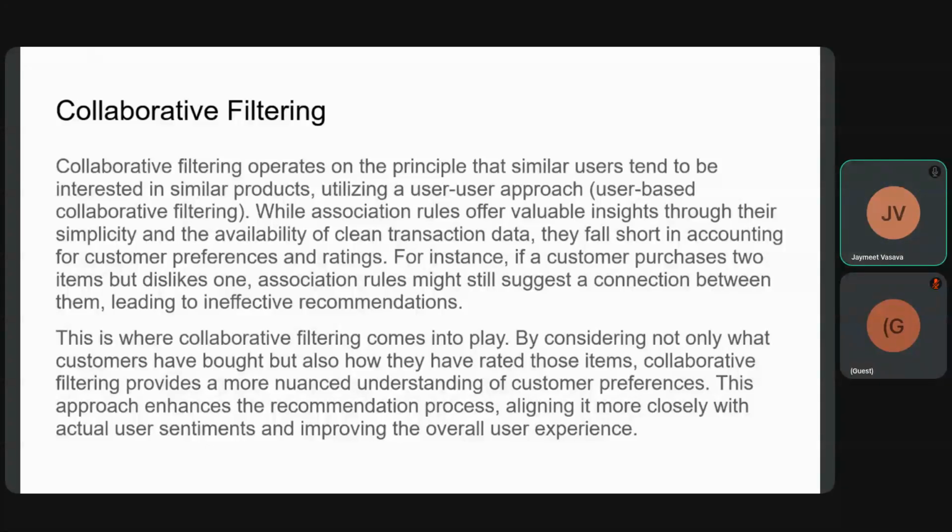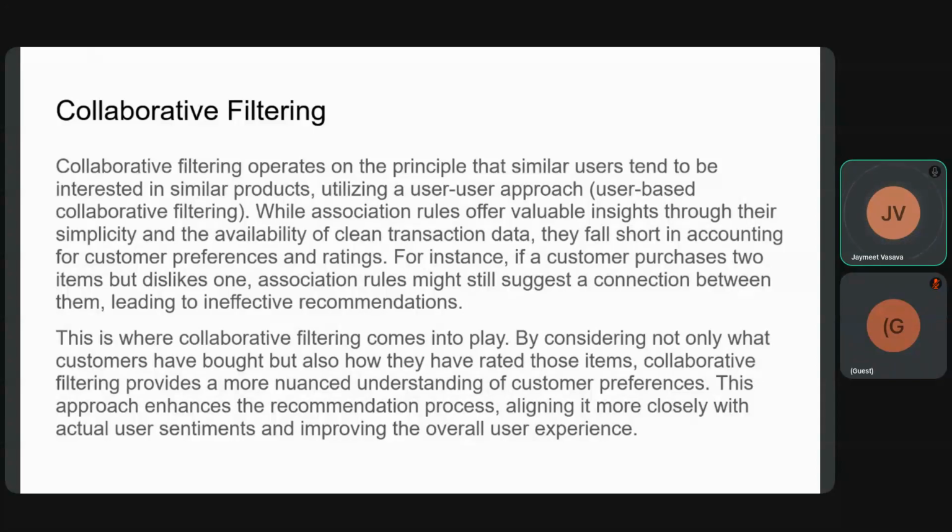In association rules, we talked about if one person is buying a certain item, then what is likely to be the next item. Now after the purchase, if the customer purchased 2 items and one of them is something the customer didn't like, then recommending that item again becomes an ineffective recommendation. So this is where collaborative filtering comes in, because it takes customer feedback into consideration and solves the drawback that association rules have.